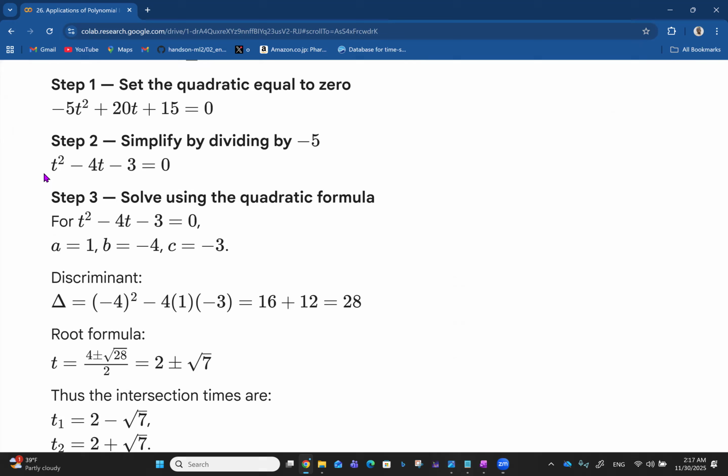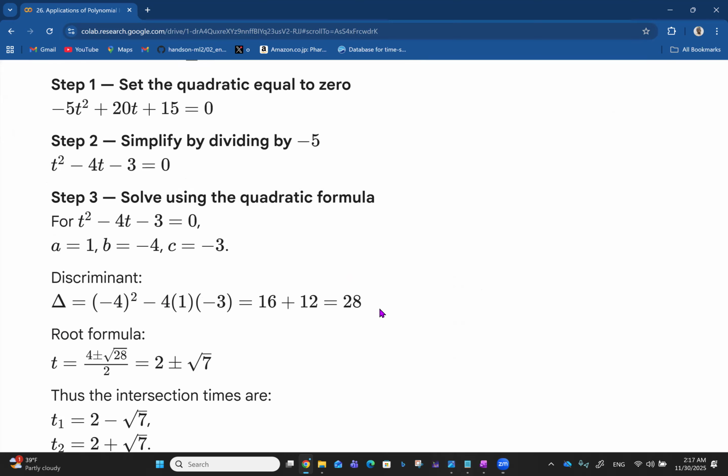So at the end of the day, you have t squared minus 4t minus 3 equals 0. And you can solve using the quadratic formula. So here a is 1 because the coefficient of t squared is 1, b is minus 4 and c is minus 3. So you have the discriminant b squared minus 4ac. That's minus 4 squared minus 4 times 1 times minus 3. That is 16 plus 12, which is 28.